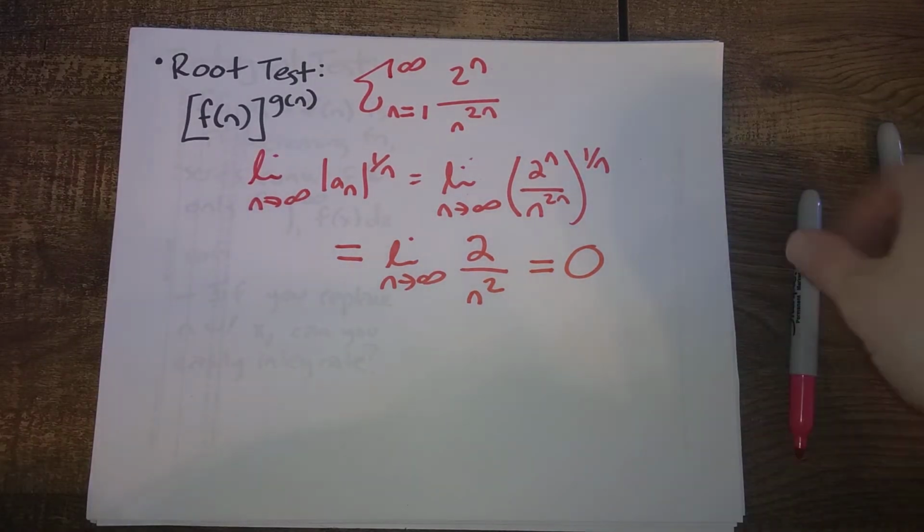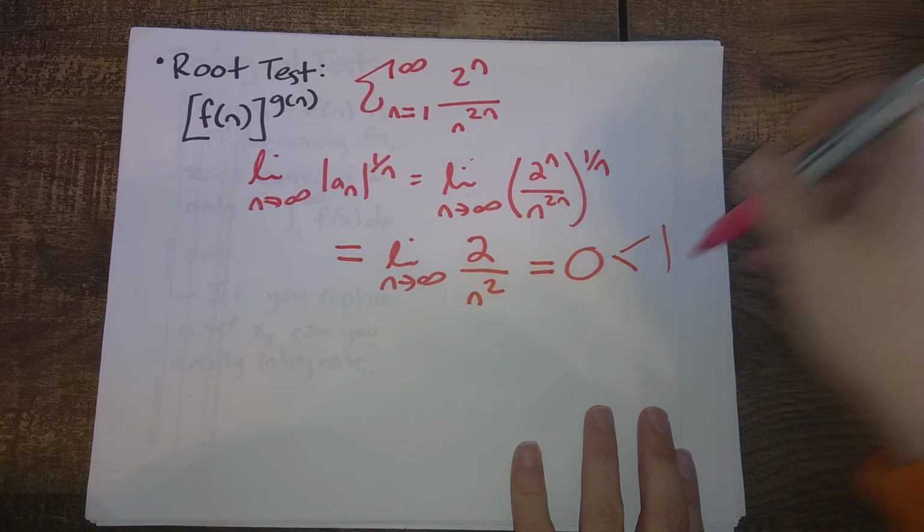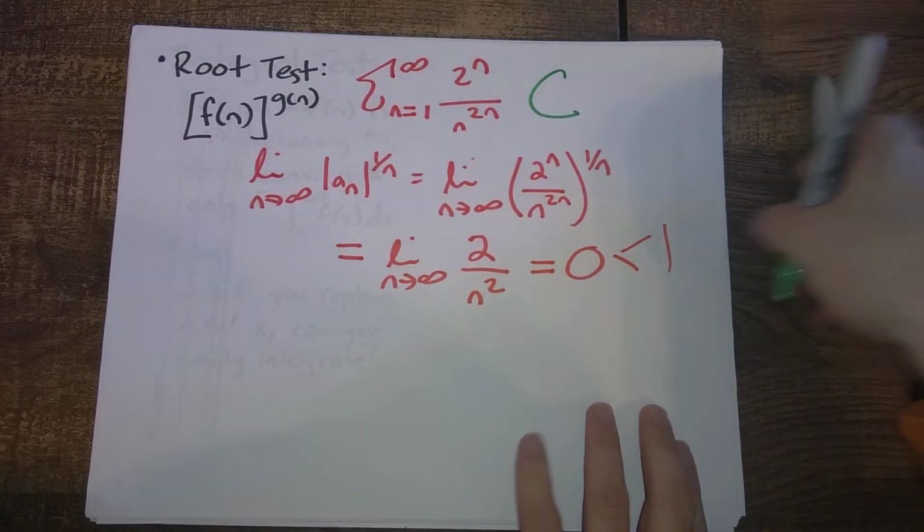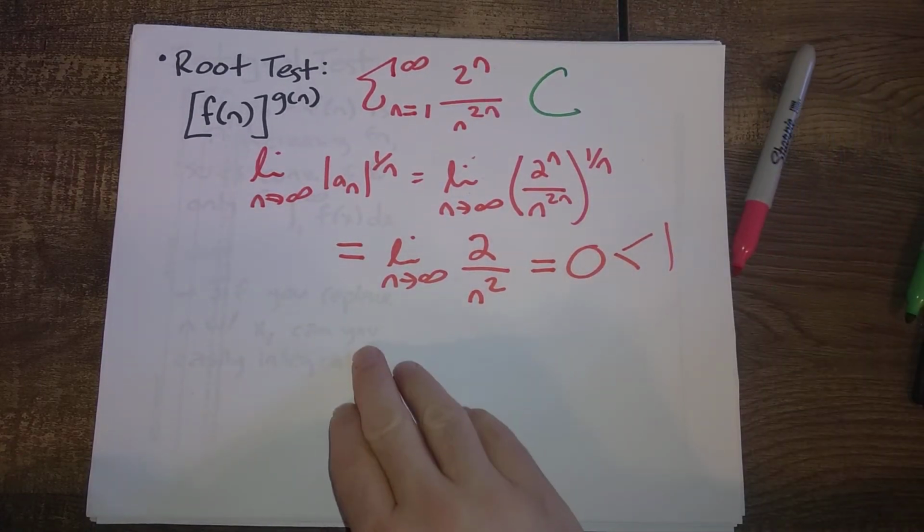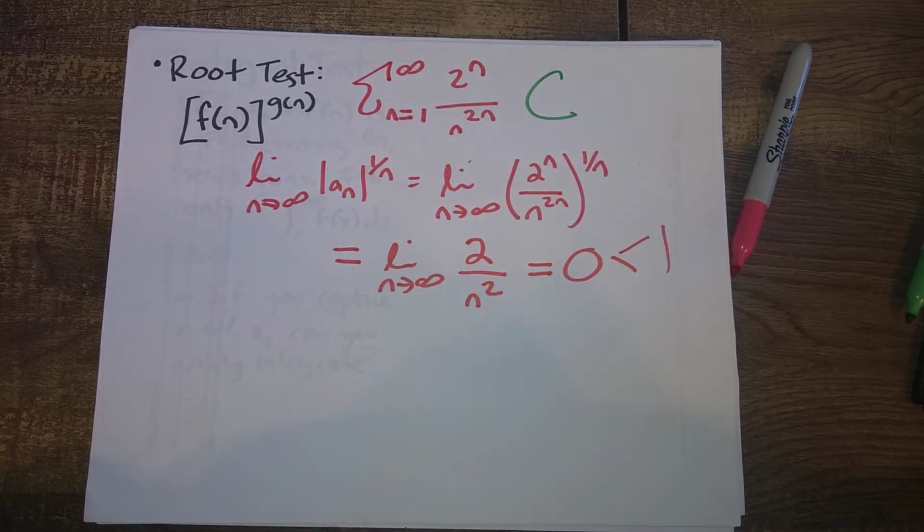And so the root test says this is less than 1. So this is going to converge. So what are the things that say root test, root test, root test? Stuff raised to the nth power.